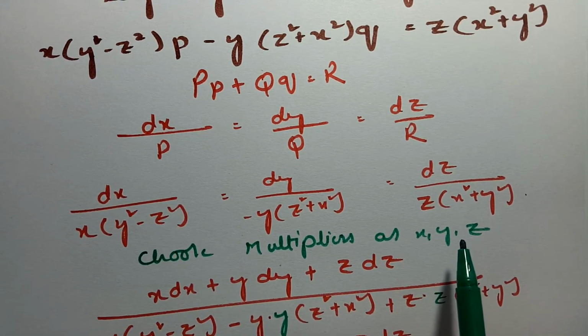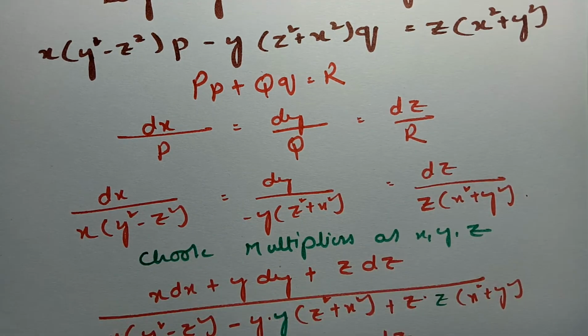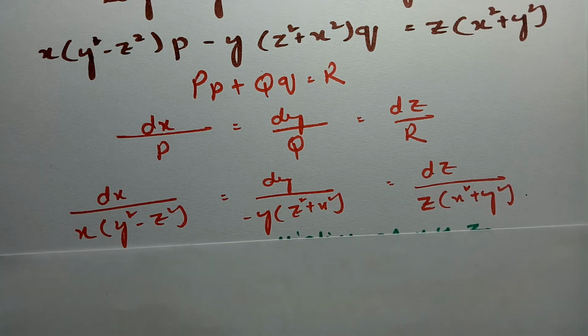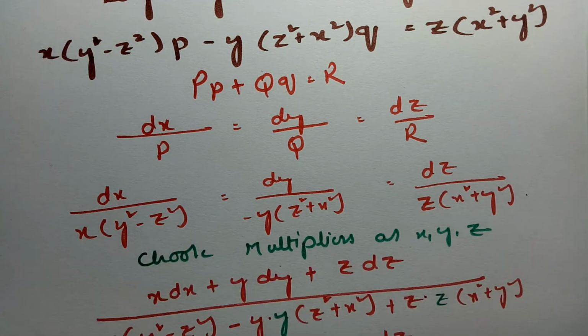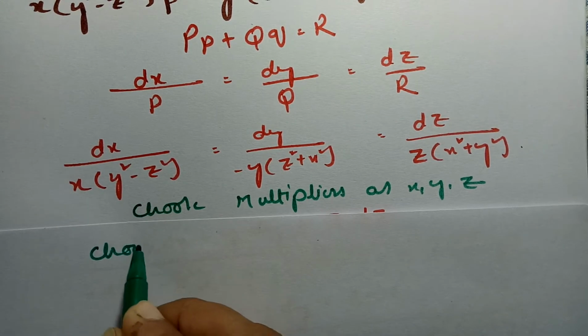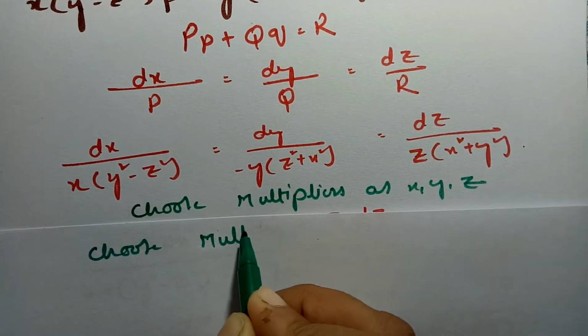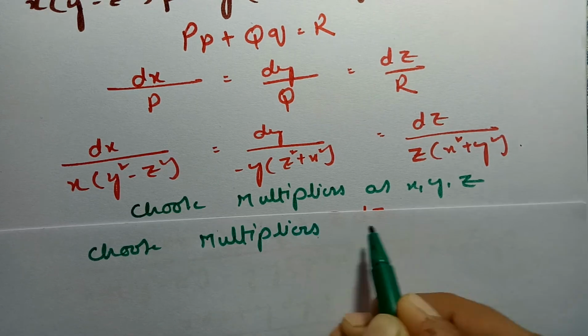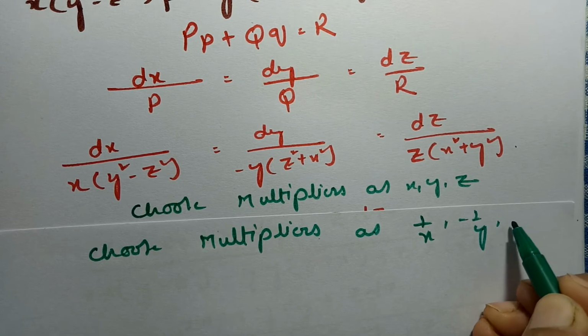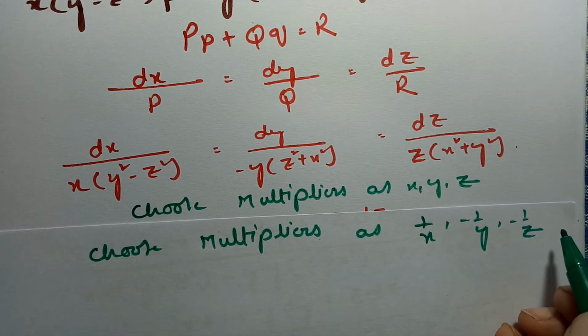So this is the Lagrange's linear equation. I have to transform it to this form, and I have taken the multipliers as x, y, z. If I take x, y, z as multipliers, I get one solution, and for the other one I have to choose other multipliers. See here, again I am choosing the multipliers, the most important point. Choose multipliers as 1 by x, minus 1 by y, minus 1 by z.